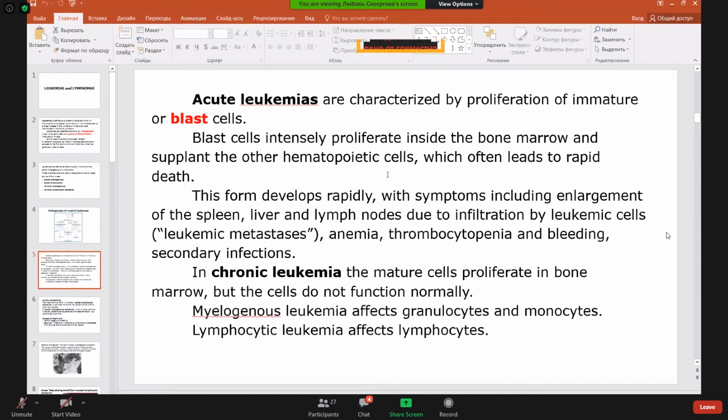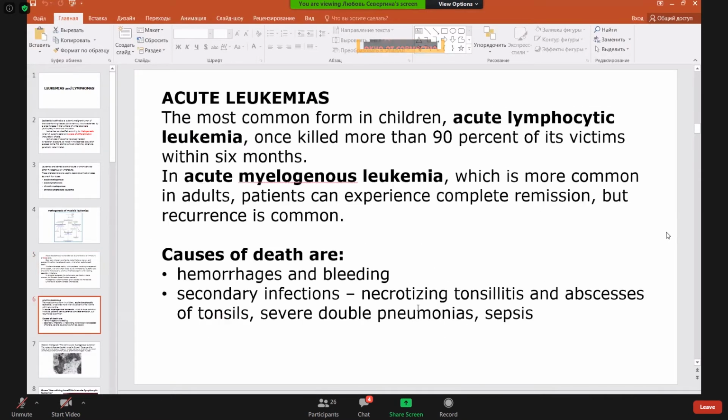In opposite to acute leukemias, as I told you earlier, the clinical manifestation of acute myelogenous and acute lymphocytic leukemia is practically the same, and the clinical symptoms are the same too. And today we will start the discussion of the specific features of the leukemias from the acute leukemia. And now I will demonstrate to you the changes in the organs in acute leukemia.